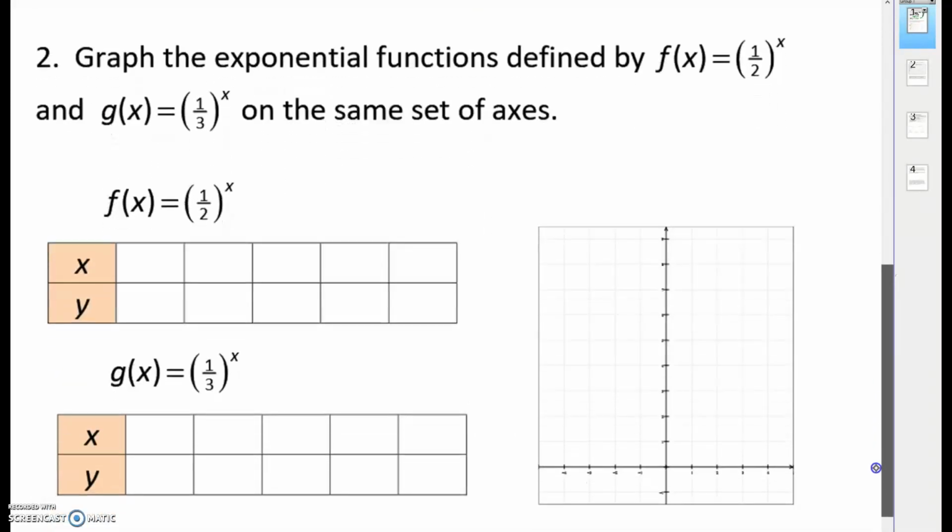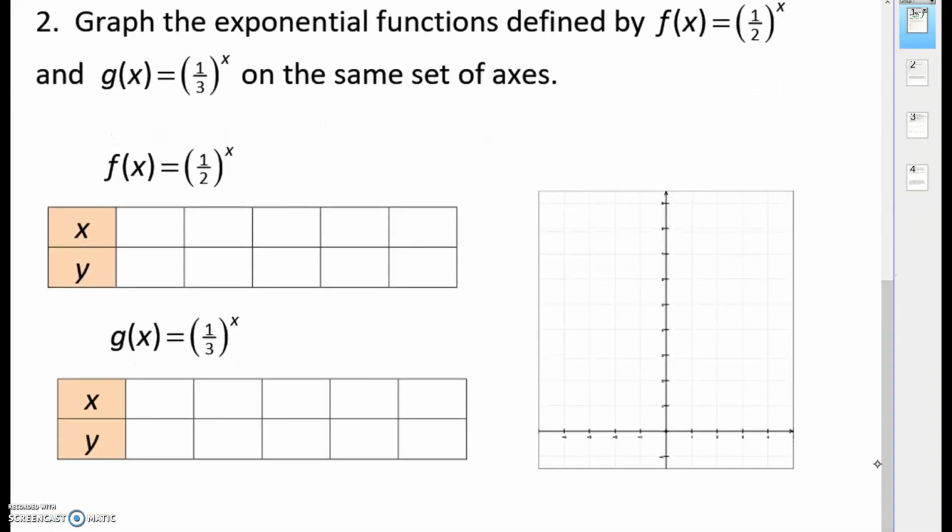Now let's take a look and see what happens if we make our bases fractions. If I have 1/2 to the x, we're going to plug in our same test points: -2, -1, 0, 1, 2. I don't see the need for 3, and you'll see why in a second. But we might take a look at -3. And then -2, -1, 0, 1, 2.